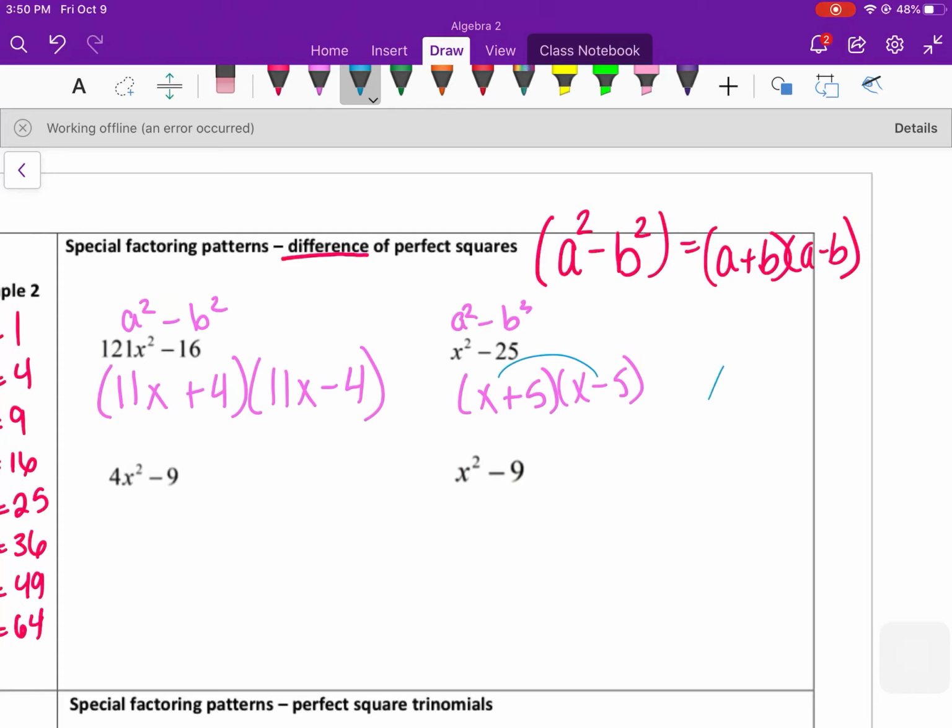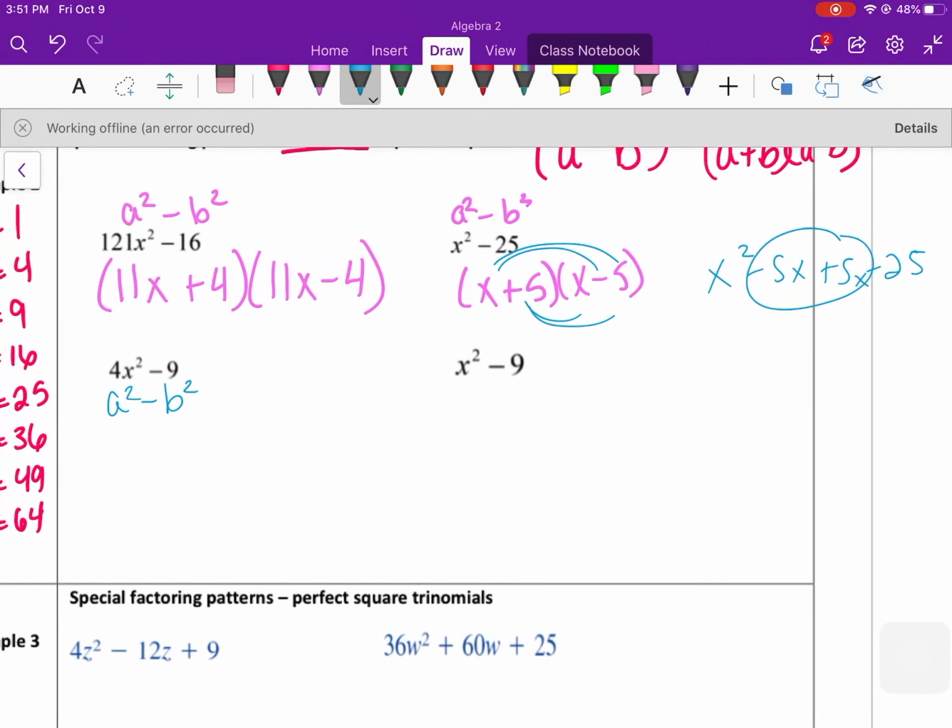Notice when you multiply this back out, you'd get x squared minus 5x plus 5x and then minus 25. So in difference of perfect squares, the middle terms equal 0. So that's why it factors like that. One's positive, one's negative, so they cancel out. Kind of like multiplying complex conjugates.